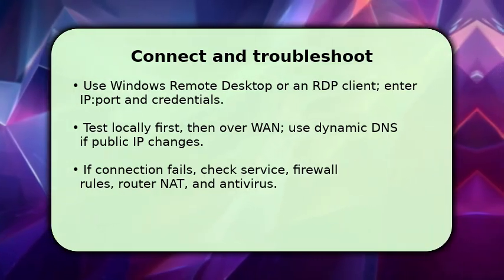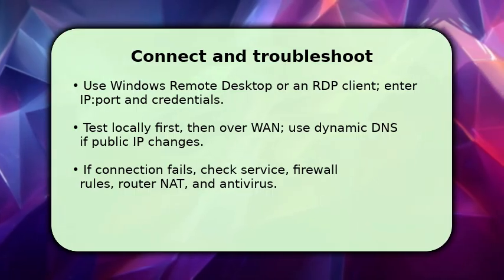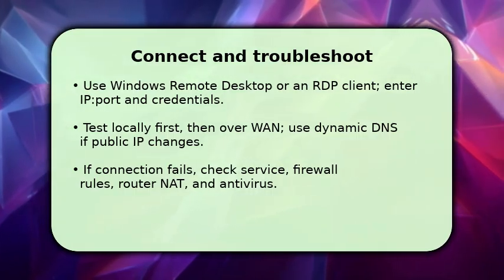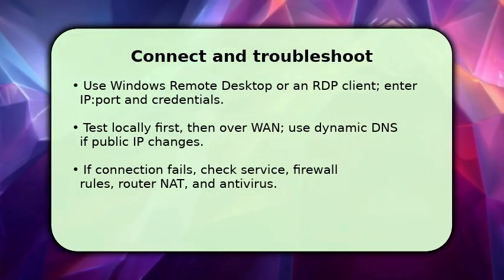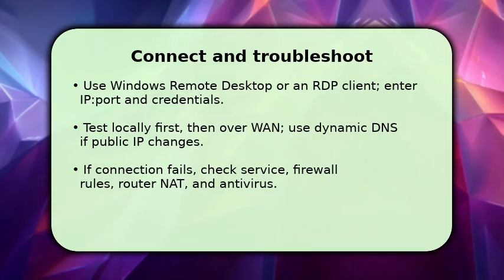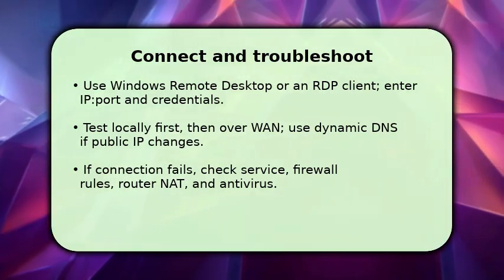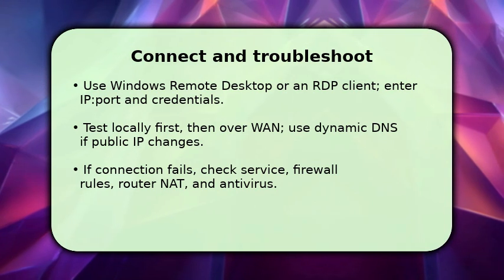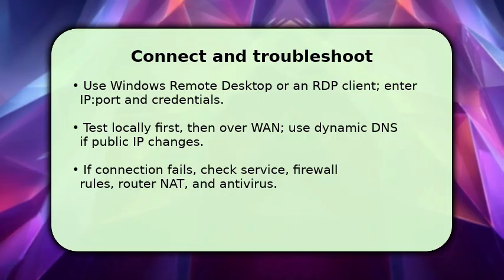Test locally first to isolate network issues, and then test over WAN. If your public IP changes, set up dynamic DNS. If it fails, check the RDP host service is running, verify firewall rules and router NAT, and temporarily disable antivirus to eliminate blocking. If the port is filtered, try an alternate port and update forwarding and client settings accordingly.